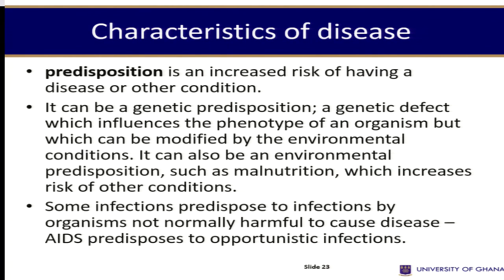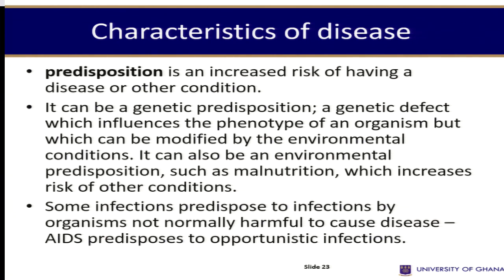Now, predisposition is another factor that we need to consider in diseases of unknown cause. This is an increased risk of having a disease or other condition. It can be genetic predisposition or other kind of predisposition. A genetic predisposition influences the phenotype of the organism and can be modified by environmental conditions.